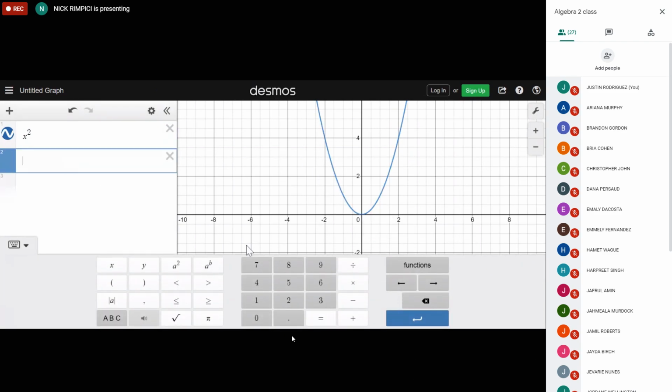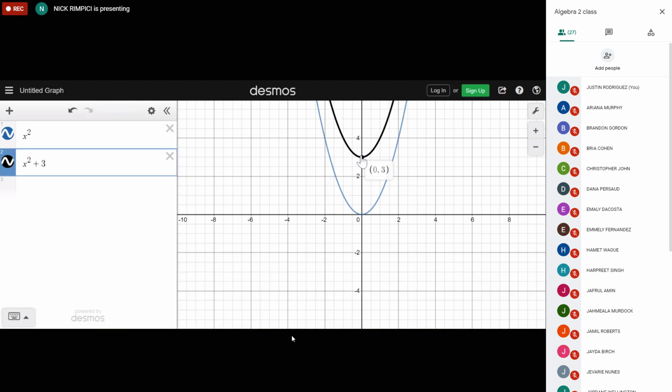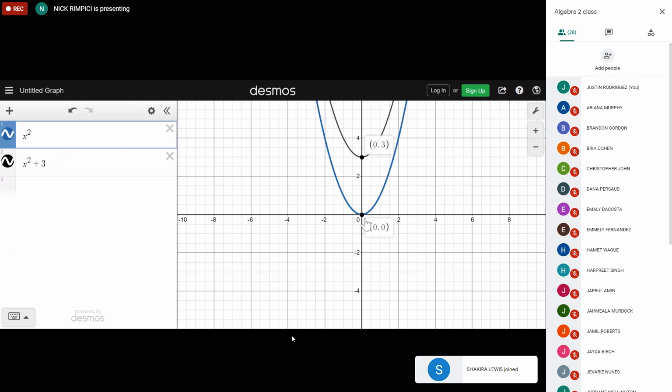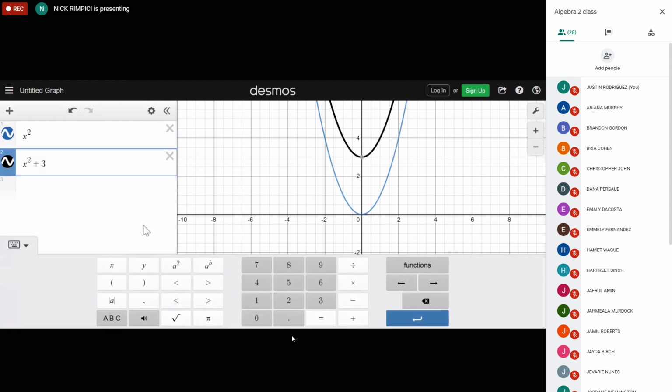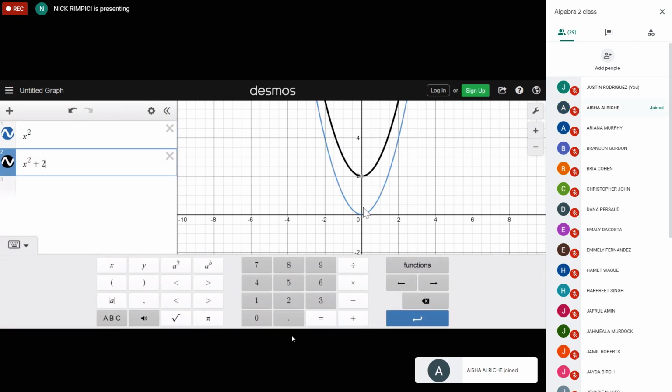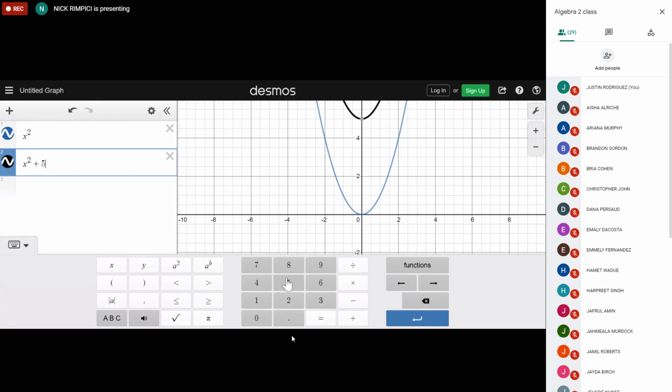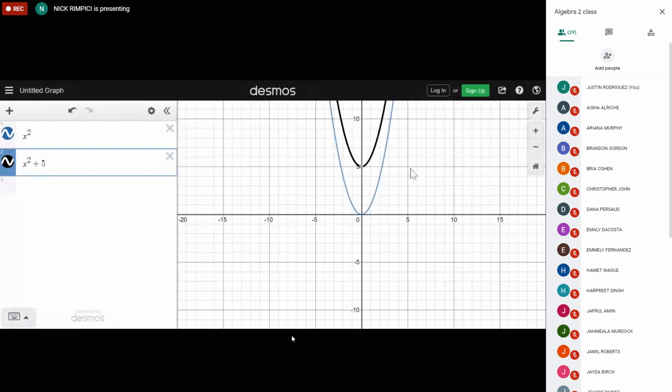So let's say we try to add 3. Take x squared and let's add 3. Well, if I add 3, it pushed the graph up 3 units. It was originally at 0, 0. Now it's at 0, 3. That's a translation up 3 units. If I make it x squared plus 2, it's pushed the graph up 2 units. If I make it x squared plus 5, you can see that it shifted the graph up 5 units. So whenever I add on to x squared, it's going to push the graph up by that amount.